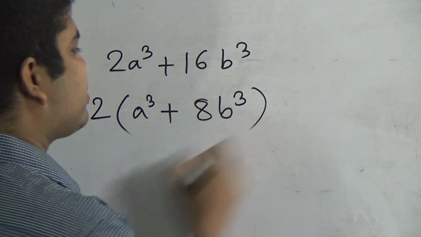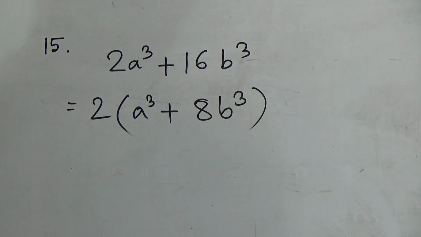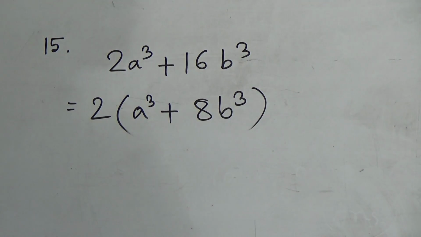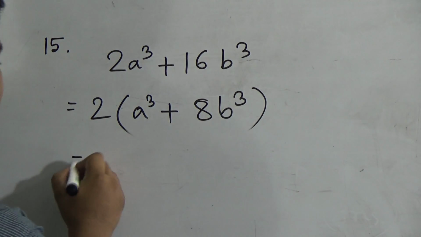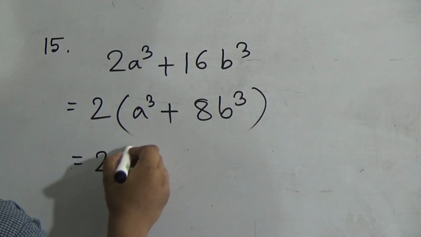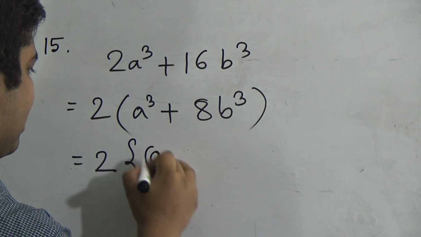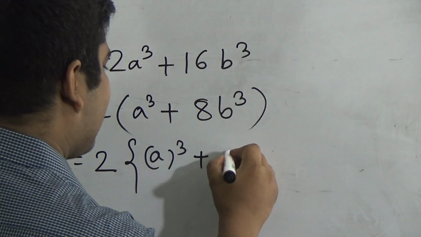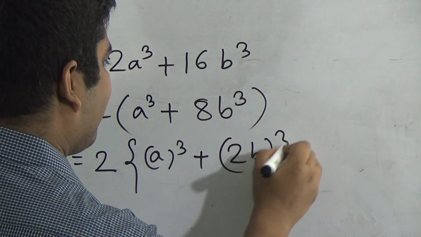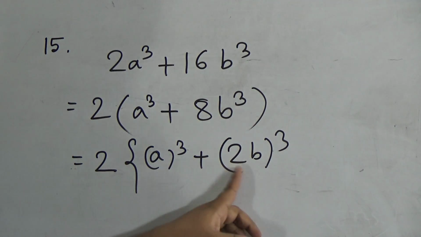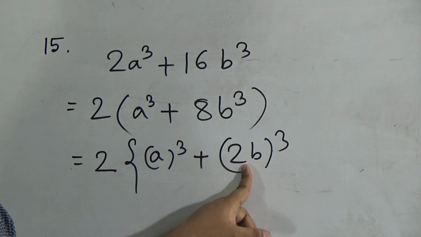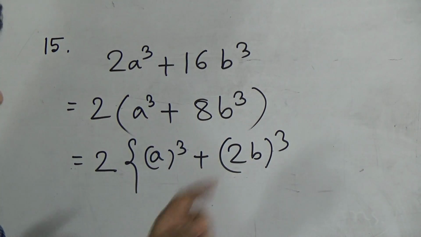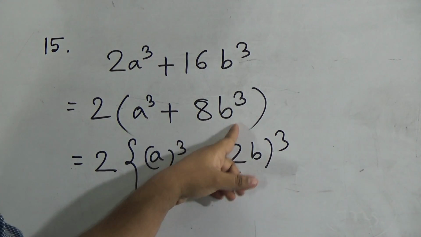I hope you have understood. Now dear students, notice 2 common, and a cube plus 8b cube is the expression. Here can we write 8b cube as a whole cube? Yes, we can write it as (2b) whole cube. We notice that 2 is the cube root of 8 and b is the cube root of b cube. So (2b) whole cube means 8b cube.